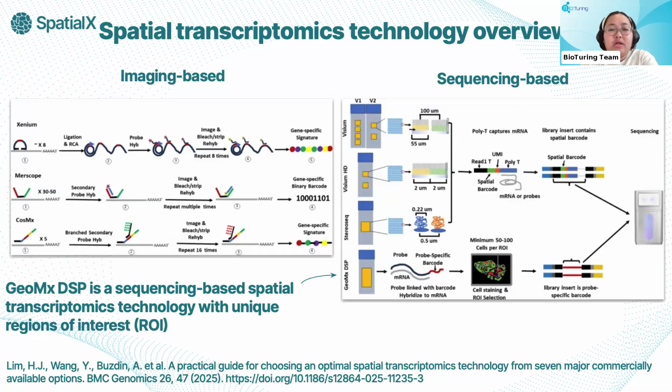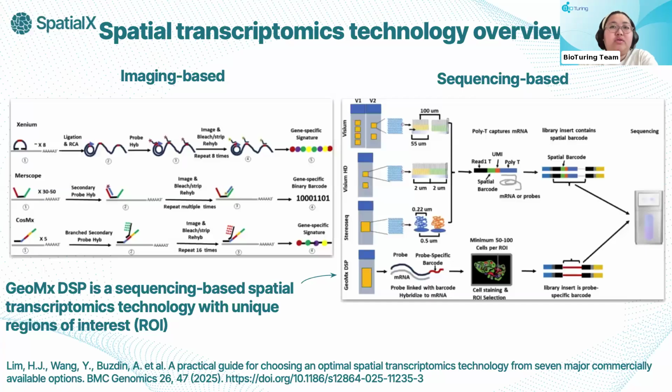And on the right side, we have the sequencing-based methods, which include Visium, Visium HD, Stereo-seq, and GeoMx. These methods use a different approach. Tissue is placed directly on a slide containing a grid of spatial barcodes, and then the RNA is captured, reverse transcribed, and tagged with these barcodes. Then the whole library is sent out for traditional sequencing.